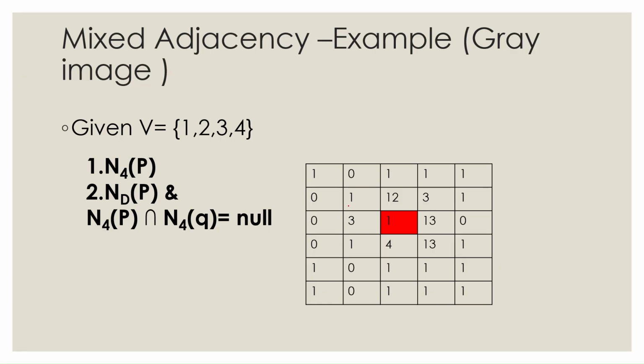Now let us consider the same thing using a grayscale image. So in the grayscale image, we have the set values equal to 1, 2, 3 and 4. So the same condition, first we have to check for the 4 neighbors.